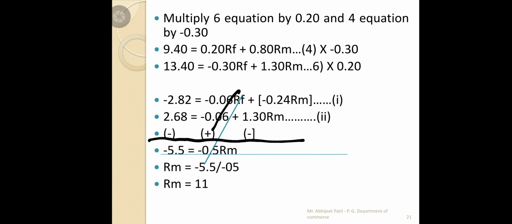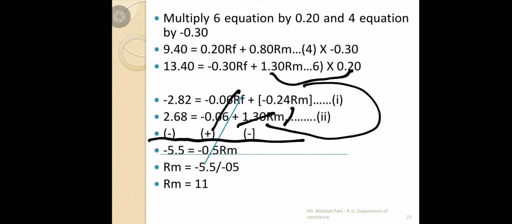Left to the portion, we can get here 1.30. Here the values have changed, so we multiply 1.30 into 0.2, and that should be minus. After that we get minus 0.05 RM. Now for RM, we want RM equal to minus 5.5 divided by minus 0.5. Minus minus gives plus, so we get RM equal to 11.